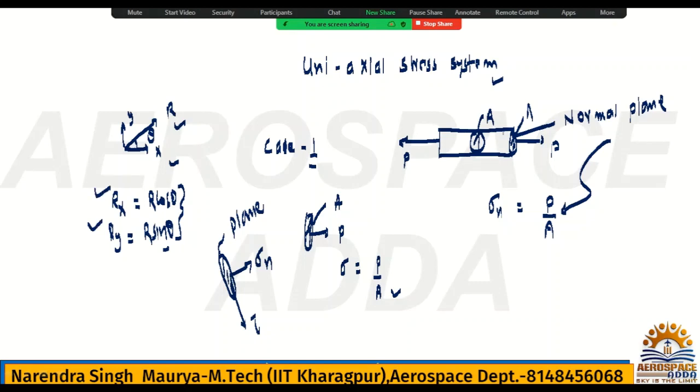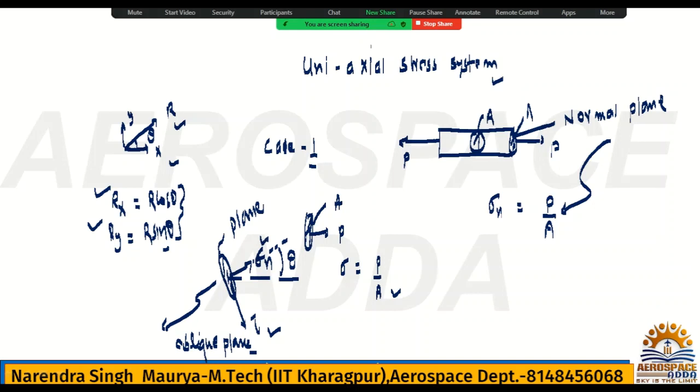In the same way, if the plane is a normal plane, then you will get only normal stress. But if the plane is oblique, this type of plane is called an oblique plane. If the plane is inclined from the horizontal with angle theta, then you will get two stresses: one is shear stress, and the other is normal stress.